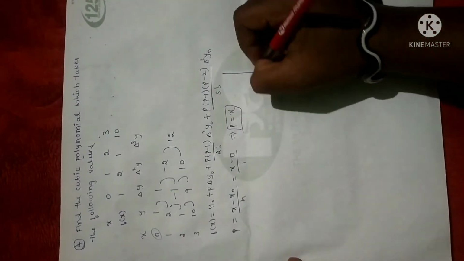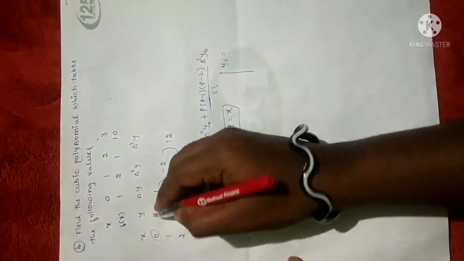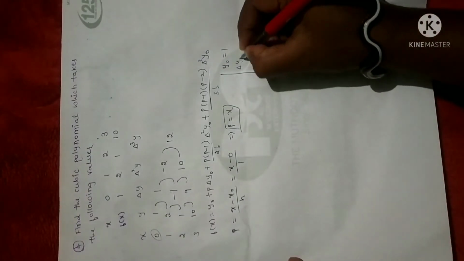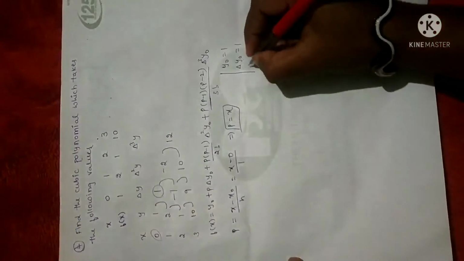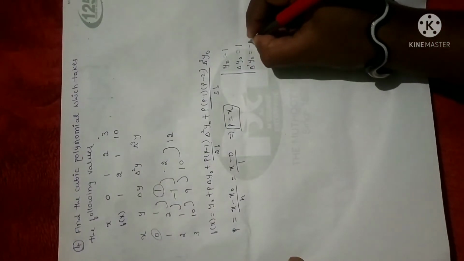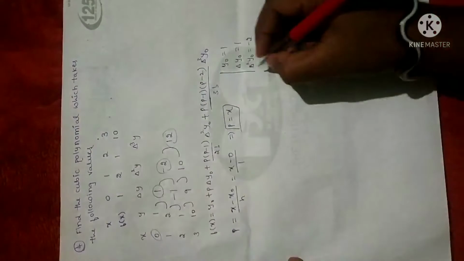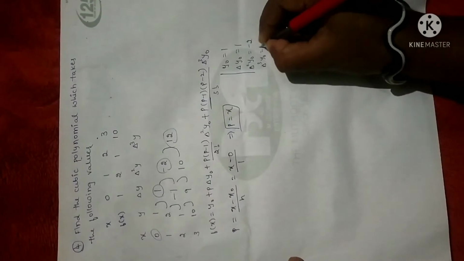Now let me make a list. Y naught is the initial value, that is 1. Delta y naught is also 1. Delta square y naught is minus 2. Similarly, delta cube y naught is 12. Fine. Now I am going to substitute all these values in the formula.